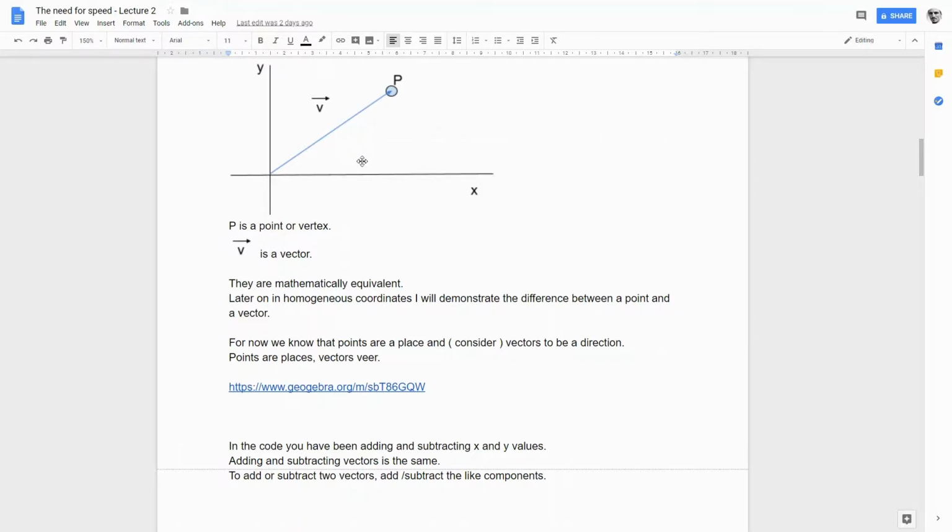Later on, we will look at how homogeneous coordinates can distinguish between a vector and a position. And this will enable us to distinguish mathematically between a point and a vector. So we know that points are a place and vectors are considered to be a direction or a movement.